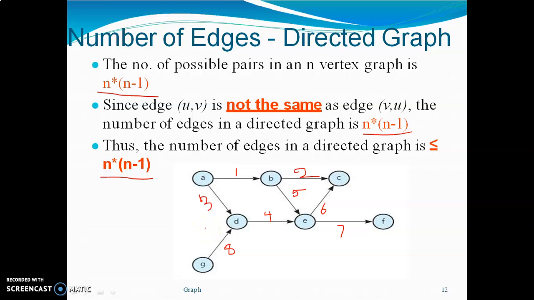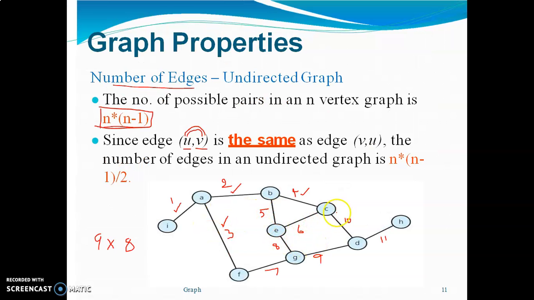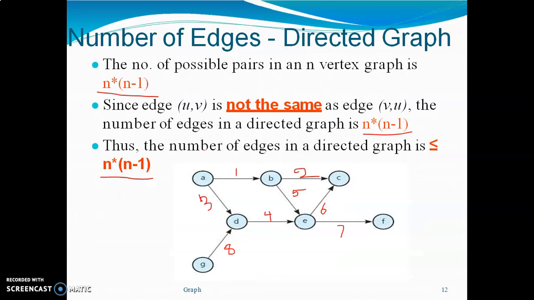In the undirected graph, actually we got 11 edges, but 11 into 2 is 22 edges. But we will use only half of the edges within that, so only 11 edges are there in this. Here we have 8 edges.